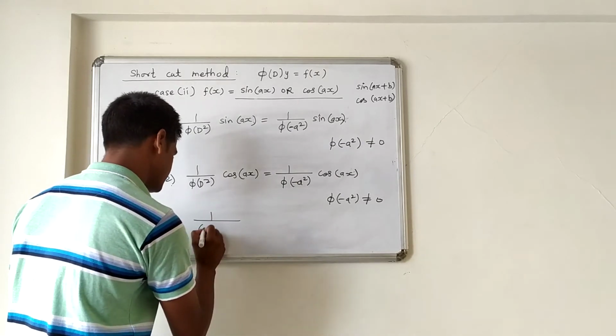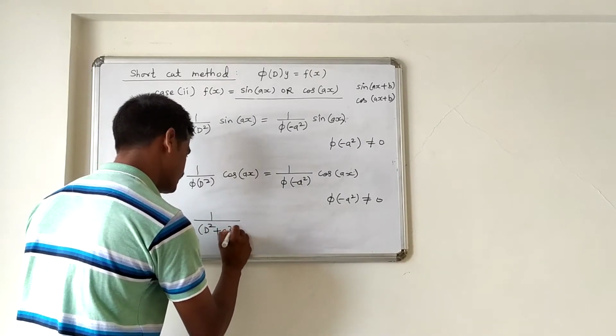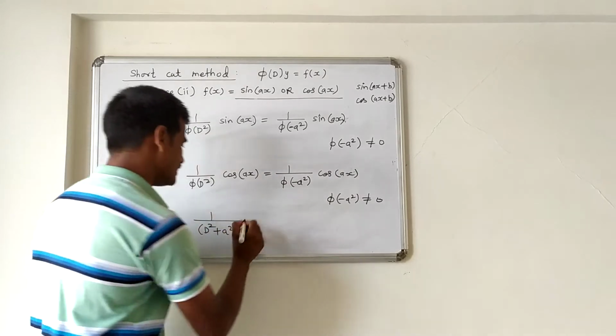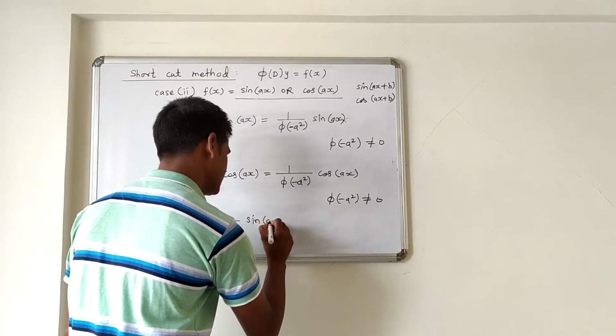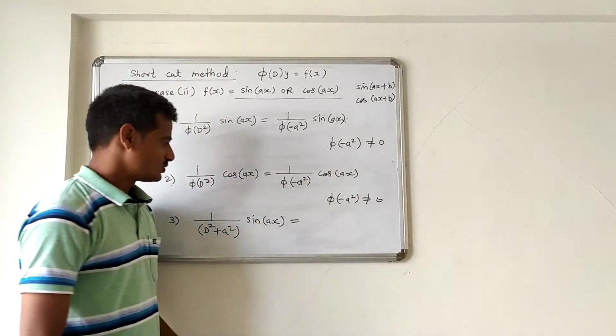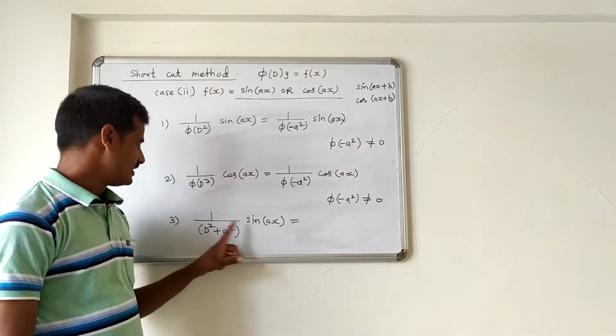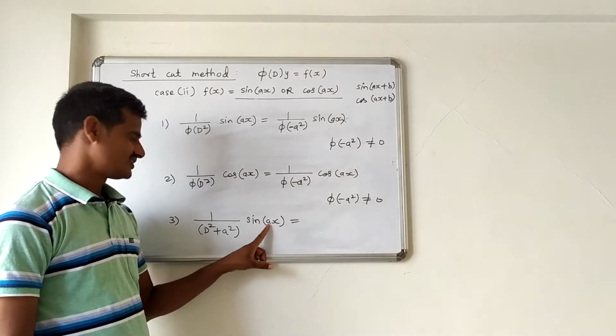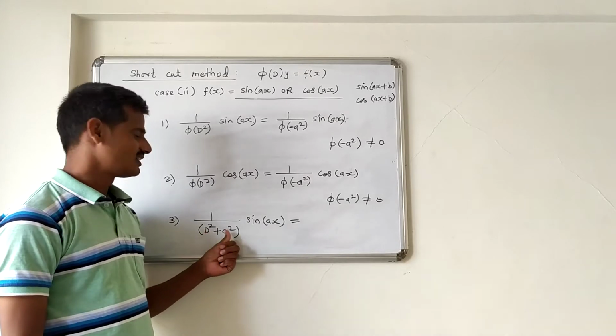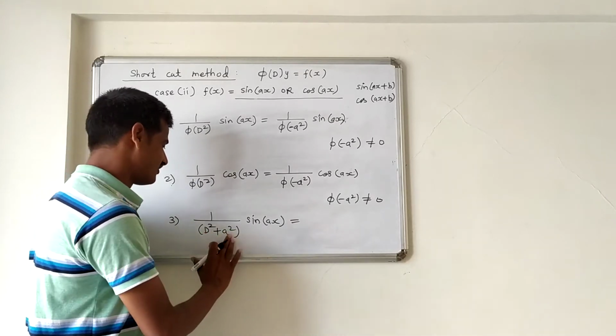Okay, so let us discuss this particular case. 1 upon d square plus a square operated on sine of ax. As per our procedure, we replace d square by minus a square. So minus a square plus a square. So this is a case of failure.